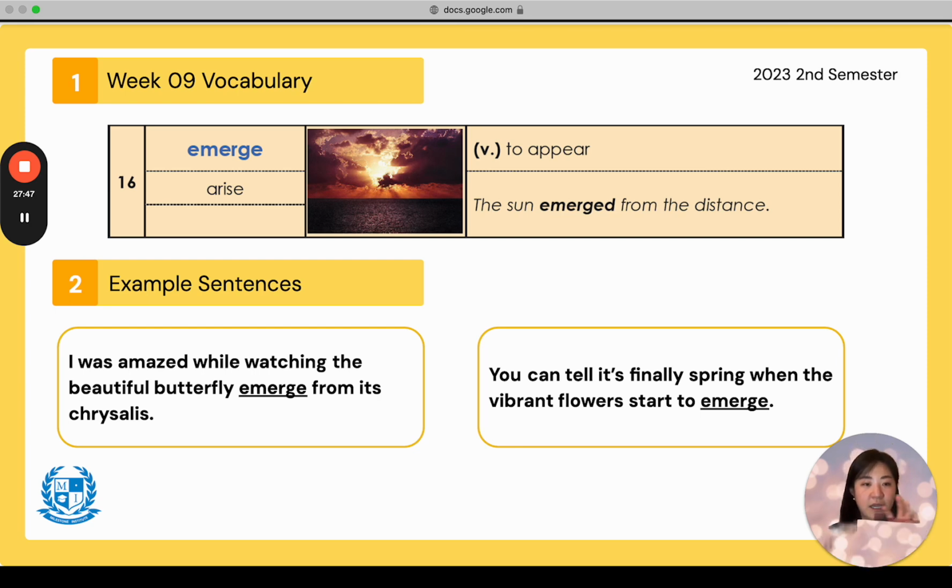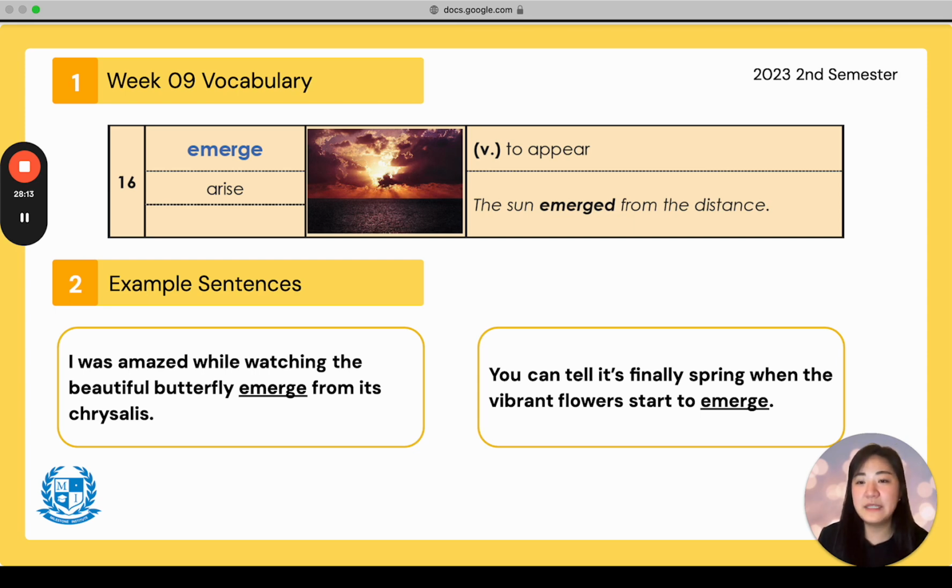So here, say that this is the horizon. The sun emerged from the distance. So the sun was starting to come up, or maybe in this sentence, the sun was trying to peek through the clouds. It emerged. It was hiding, but now it's like, peekaboo, I'm here. Emerge. To appear, to come out. Repeat after me: The sun emerged from the distance.